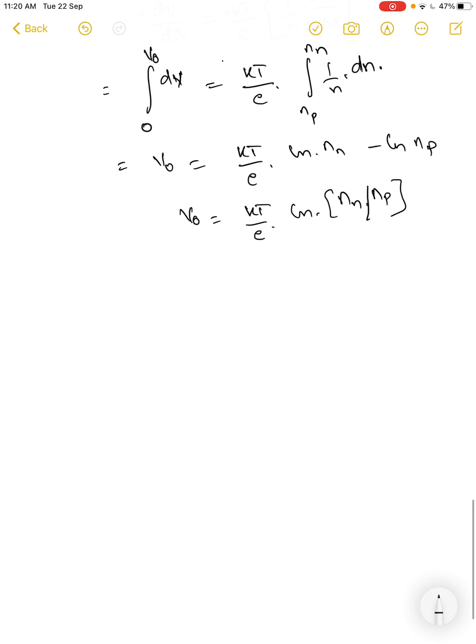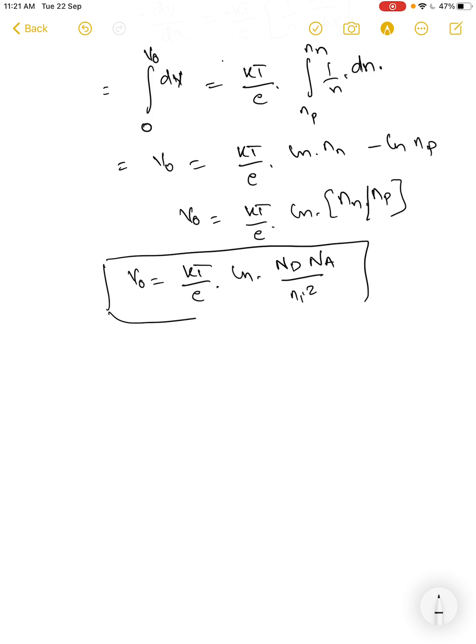So the actual potential will be kT by e ln, where n in the n-type can be written as the actual donor density, and n in the p-type can be written as ni squared over Na. So this is the potential profile that we have derived from the zero current condition that we saw before.